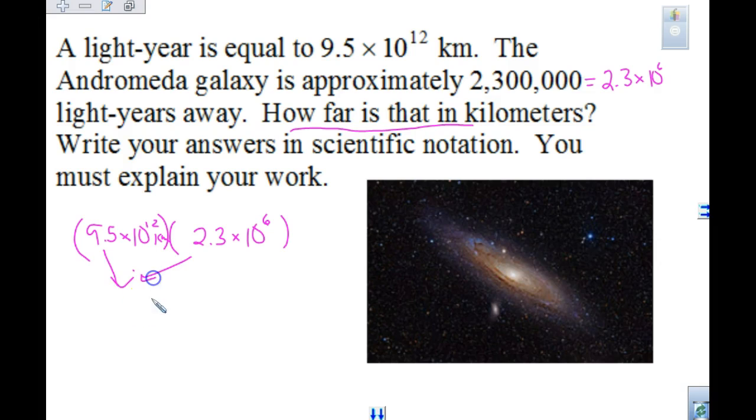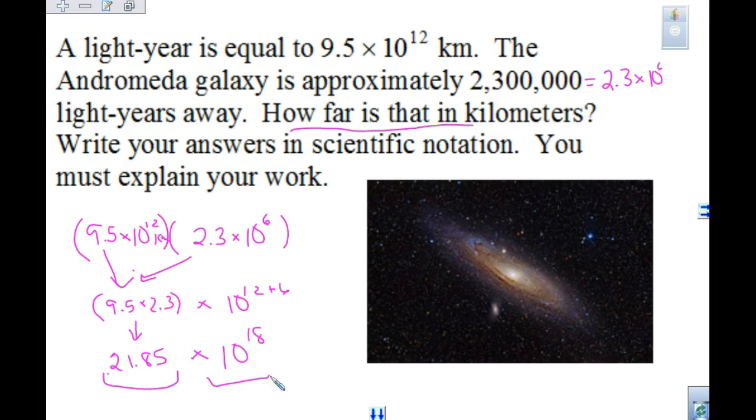We're going to multiply 9.5 times 2.3. As I multiply that, Jessica, what'd you get? 21.85, times 10, we're taking 12 plus 6. Darren, if I'm adding the 12 and 6, I'm going to have 10 to what power? 18. Oh, it's not in scientific notation. You leave this answer on the test next week, probably Tuesday or Wednesday, I'd have to mark it wrong.